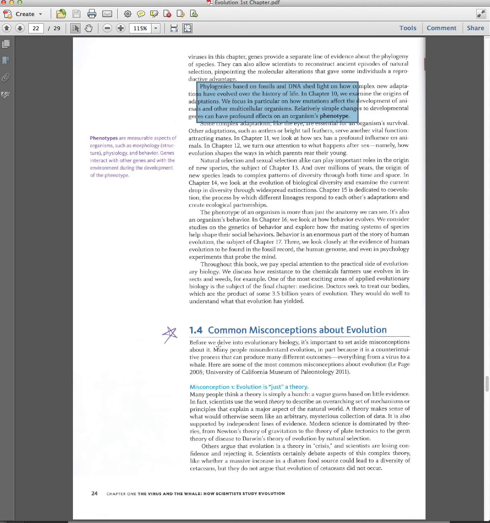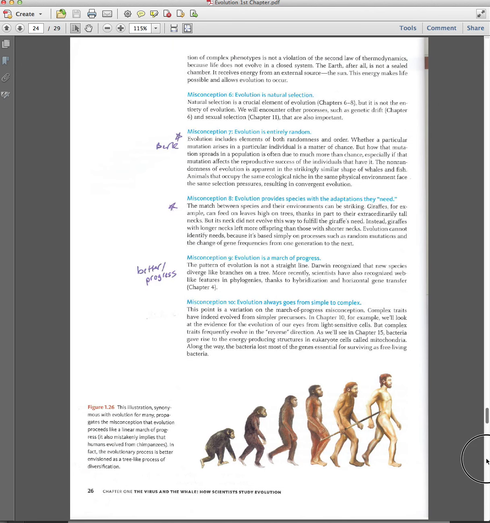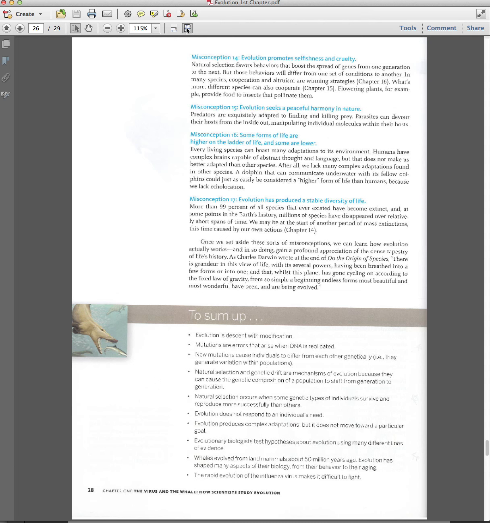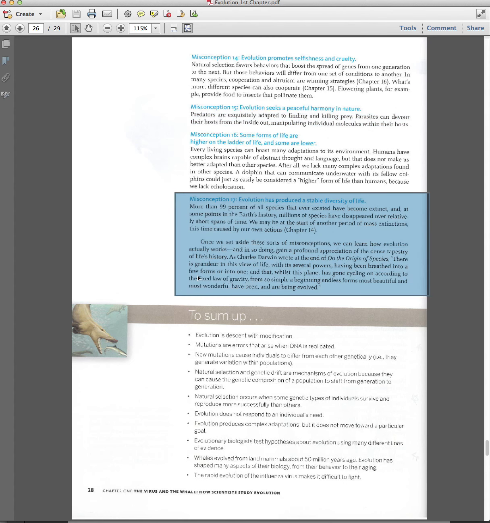You can skim this if you want, but basically I'm asking you to read 2 bullet points that are not in the other reading, and they are numbers 15 and 17. So number 15 here, evolution seeks a peaceful harmony in nature, and misconception 17 about stable diversity of life. Those are the 2 that I want you to get out of this.